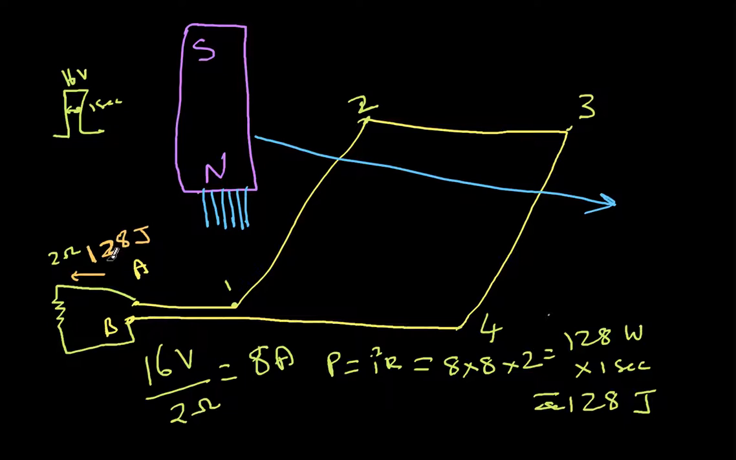So the question that Lenz asked is, how can we get this free energy from nothing? What about the law of conservation of energy? If I am getting 128 joules here, where is the 128 joules coming from in the system? The 128 joules is the output. Where is the input of 128 joules? The input of 128 joules is what we have to worry about now.